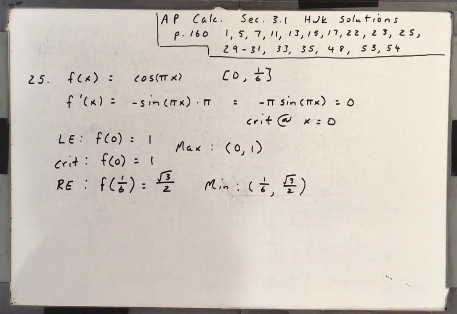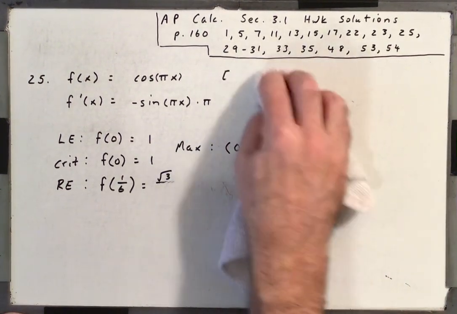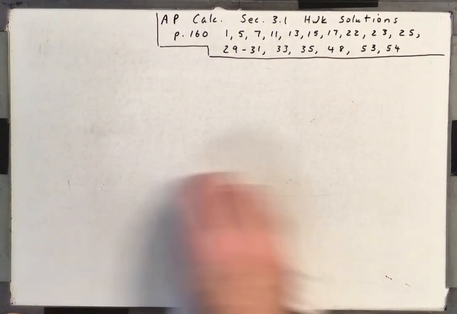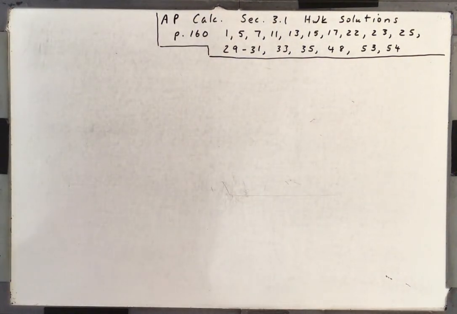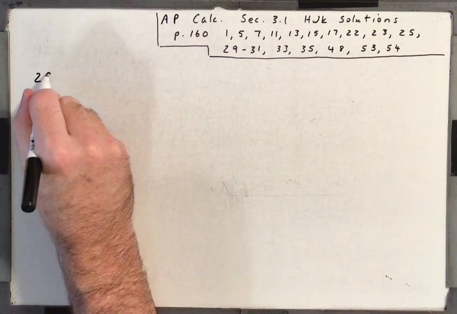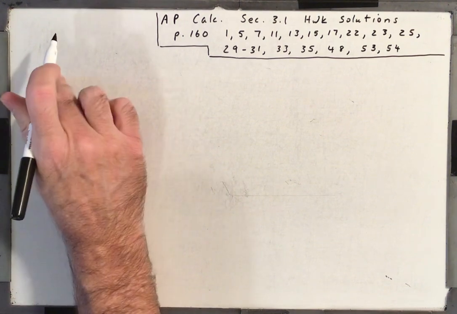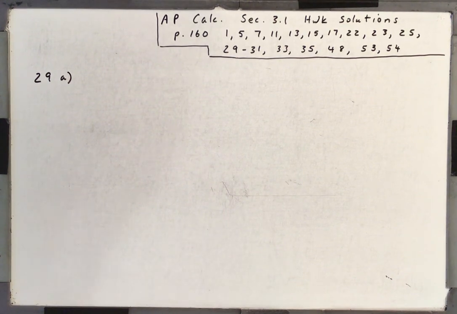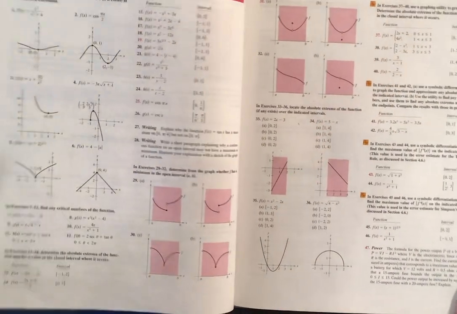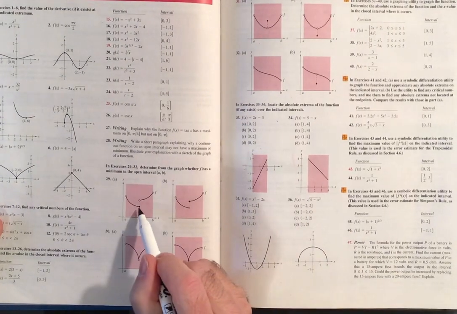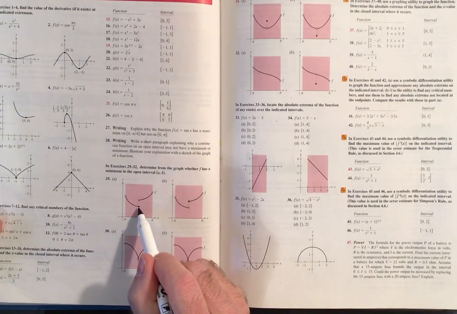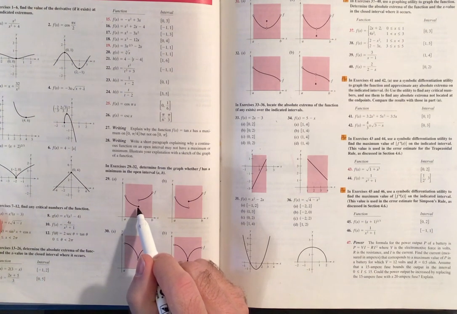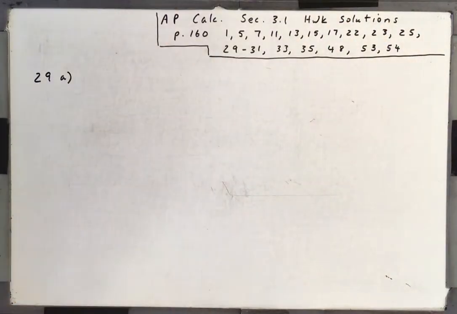Okay, now we're going to move a little faster because we have graphs to read. Okay, 29 asks all of these graphs, so we have an A and a B. Asks, does it have a minimum or not? Okay, let's look at 29. It has a closed circle here. That means you can count it as part of the interval. And it is at the lowest point. So we do have a minimum on 29A.